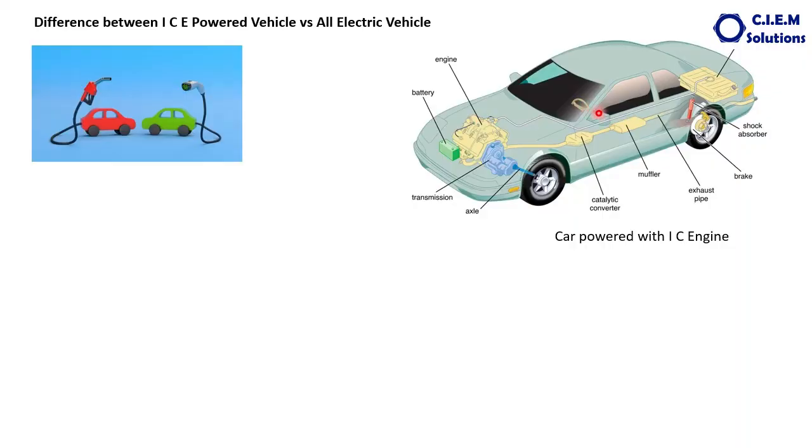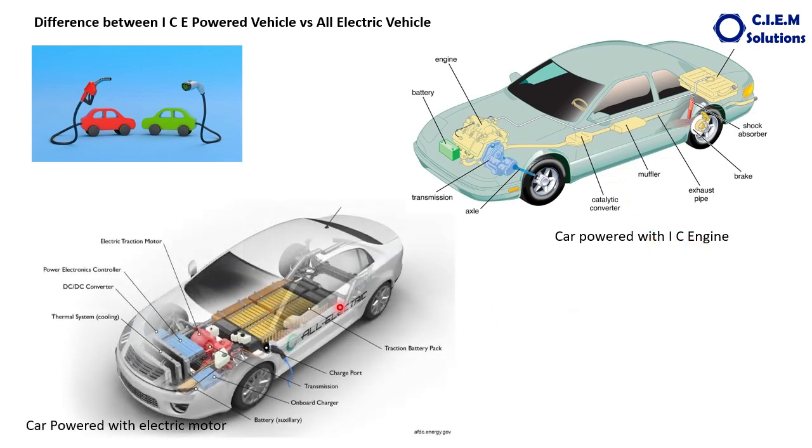Hi friends, in the previous video I explained about the electric vehicle, its critical components and their functions. In this video, I am going to tell about the differences between the electric vehicle and the vehicle run with the conventional internal combustion engine. This figure represents the car powered with the IC engine, and this car represents the car with electric power.